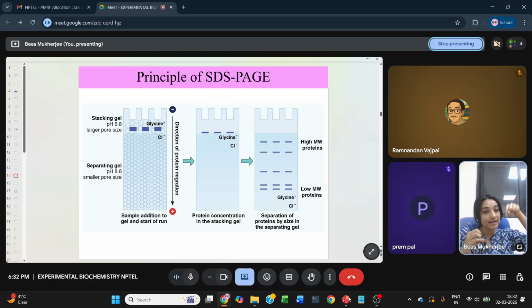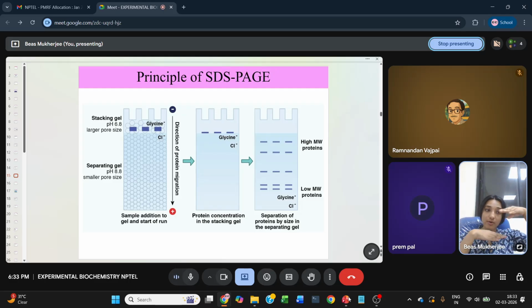But then as it enters the resolving gel, which has smaller pores, the pH is 8.8. Here glycine has a slightly different charge, because of which chloride runs, then glycine runs, and then the proteins run and get resolved. In the stacking gel, since the protein was sandwiched between glycinate and chloride ions, it was forming these stacked bands.